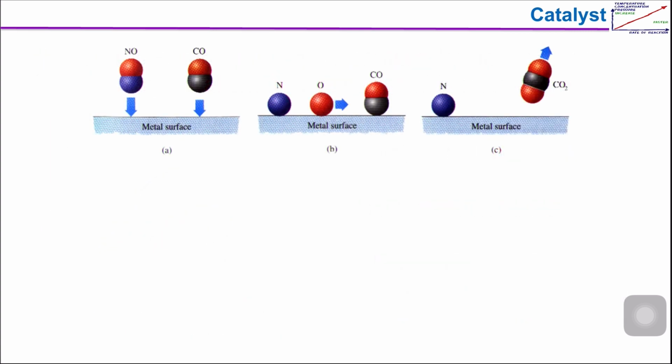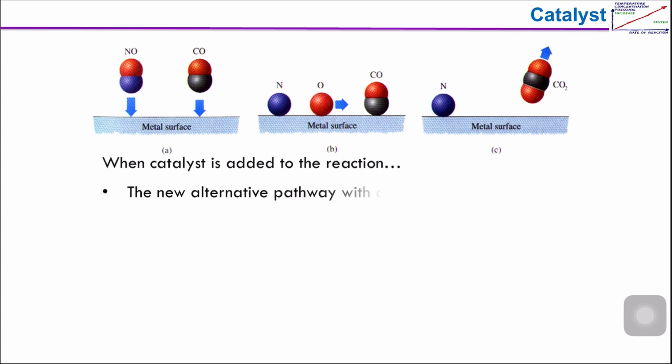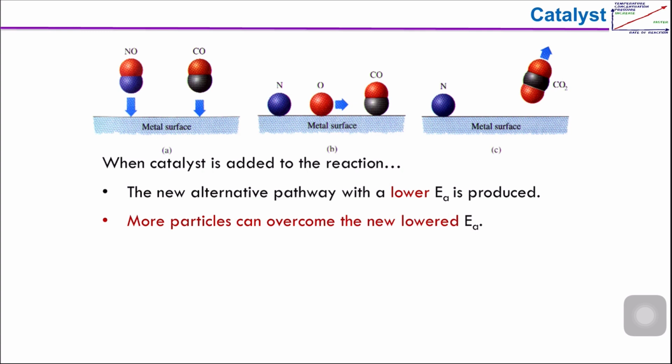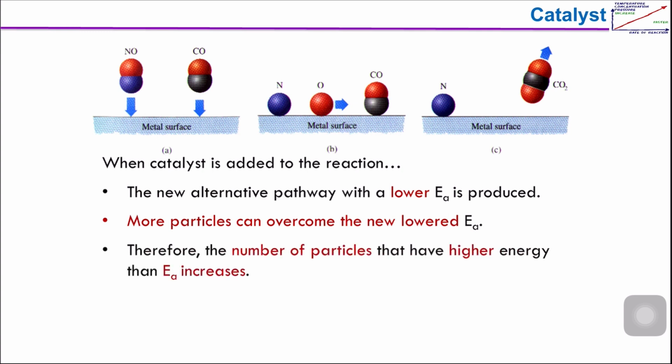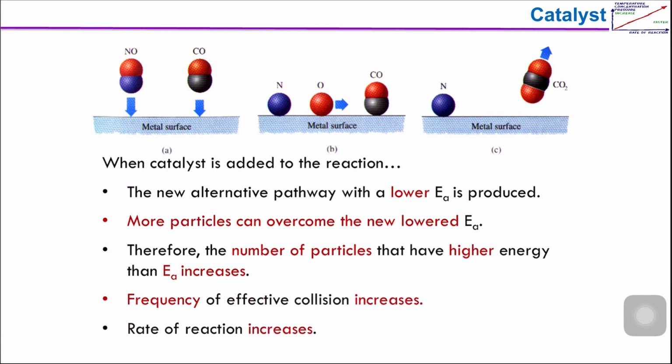So cara yang terbaik untuk kita explain tentang catalyst, when catalyst is added to the reaction, the new alternative pathway with a lower activation energy is produced. So more particles can overcome the new lower activation energy. Therefore, number of particles that have higher energy than activation energy increases. So frequency of effective collision increases, reaction rate also increase. So bila awak jawab, pastikan awak jawab dalam bentuk bullet point, bukan essay. It is easier for examiner untuk tanda your answer.